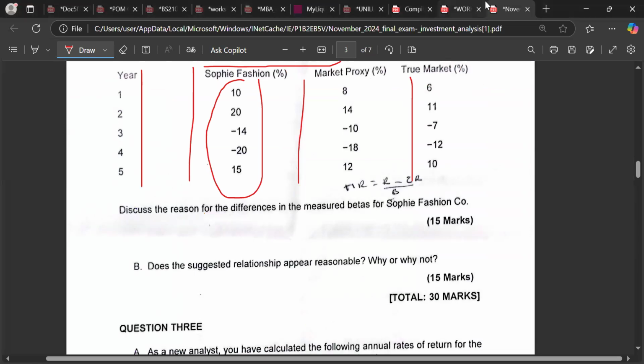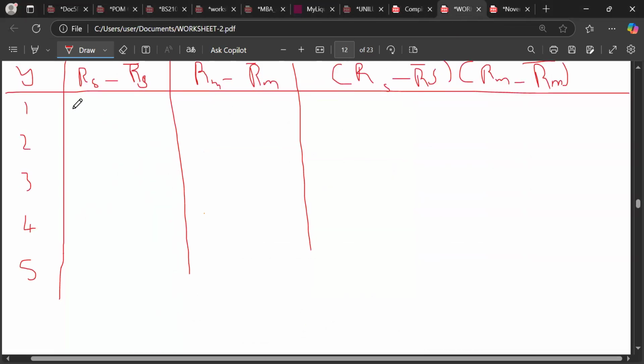I'll give a demo here of how it's coming by. So I'll say 10 minus 2.2, giving us 7.8. Are we clear here? Are we all clear? Are we getting 7.8? Yes.